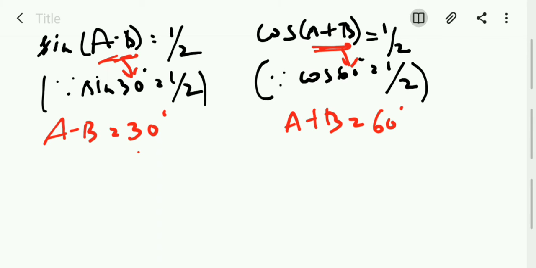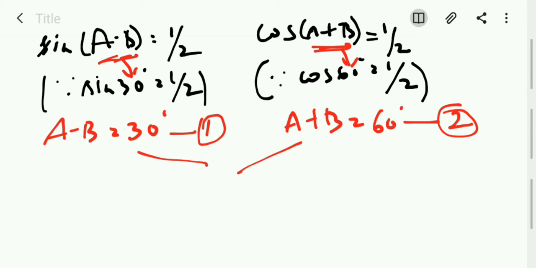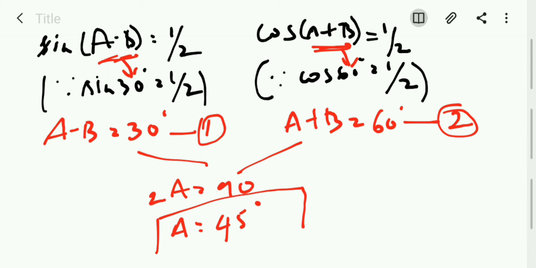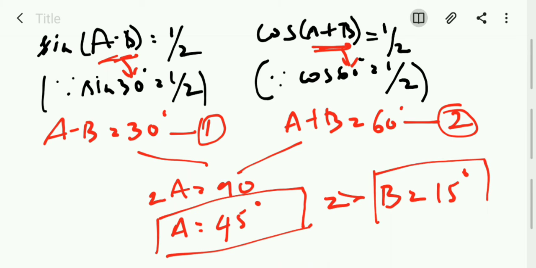Now by solving these two equations, if I consider this as 1 and this as 2, what we'll be getting is 2a is equal to 90, so a is 45 degree. Simple. If a is 45, what should b be then? b is 15 degree. Correct.